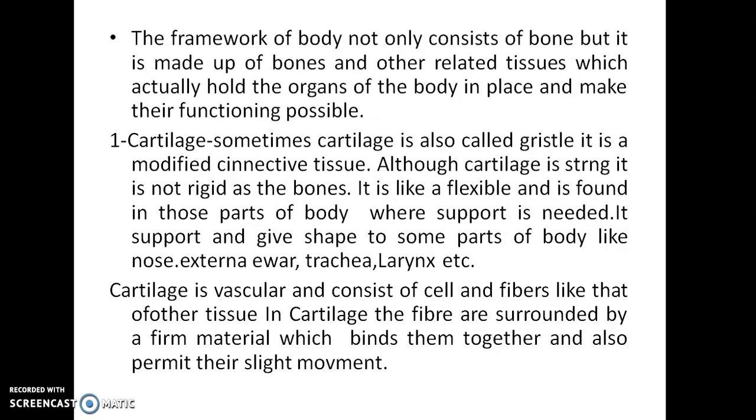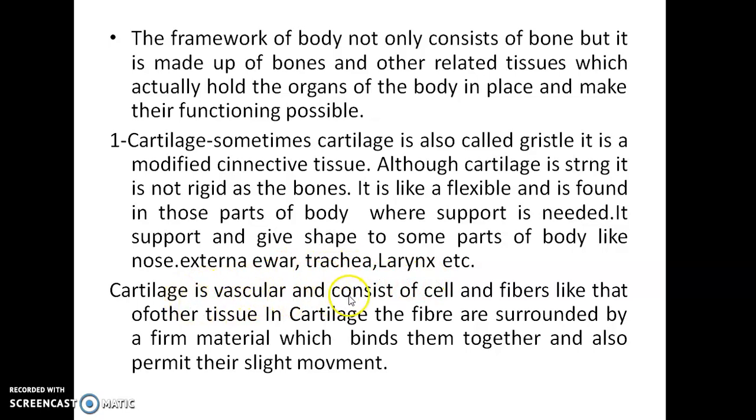It contains cartilage. Sometimes cartilage is also called gristle. It is a modified connective tissue. Although cartilage is strong, it is not as rigid as bone. It is flexible and found in those parts of the body where support is needed. It supports and gives shape to some parts of the body like the nose, external ear, trachea, larynx, etc.